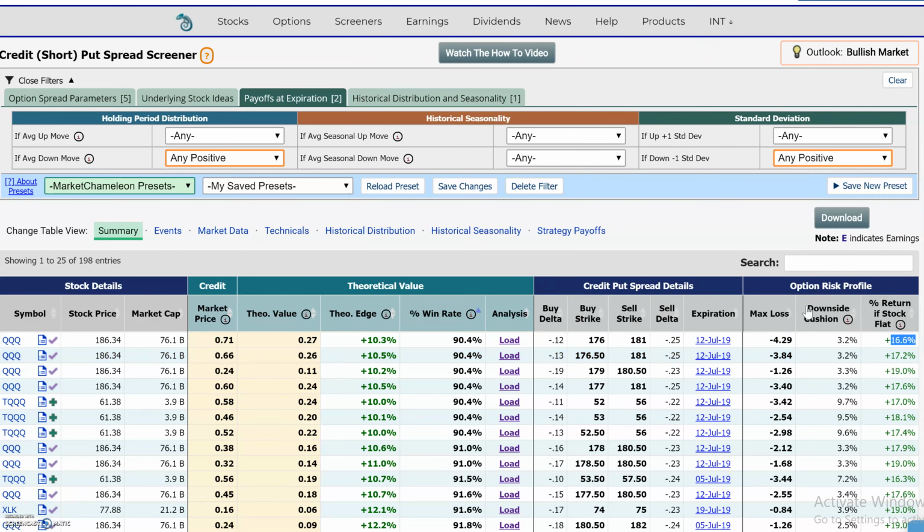So that's how you would use the downside cushion to set either an average historical down move using those statistics, or a 1 standard deviation down move.